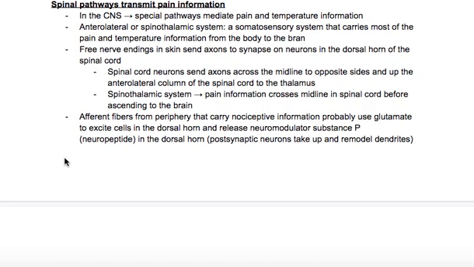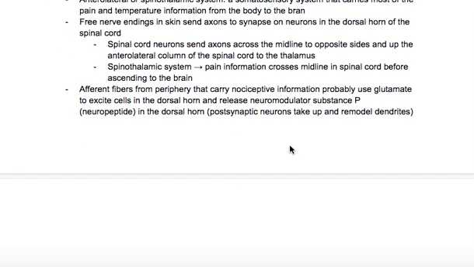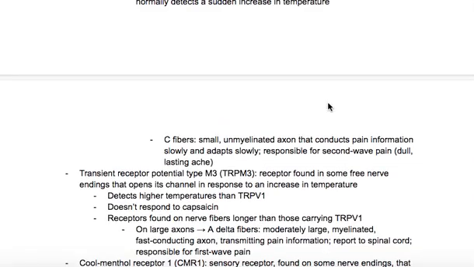Afferent fibers from the periphery that carry nociceptive information probably use glutamate to excite cells in the dorsal horn and release the neuromodulator substance P, which is a neuropeptide, in the dorsal horn. Postsynaptic cells then take it up and remodel their dendrites due to the neuromodulator. And that is segment 3 of chapter 8.